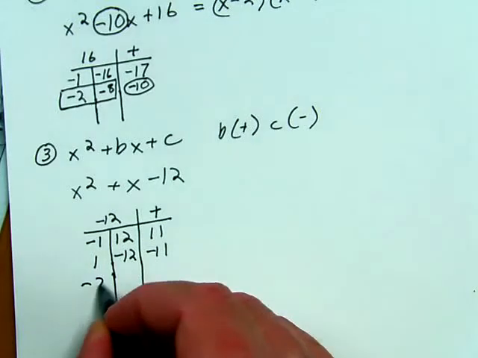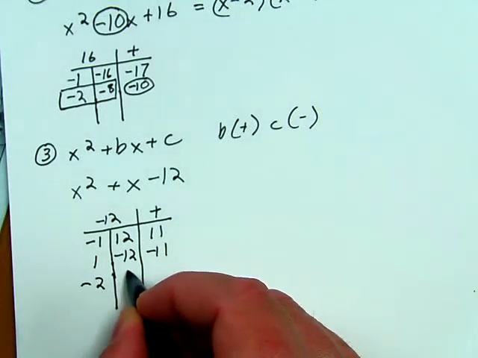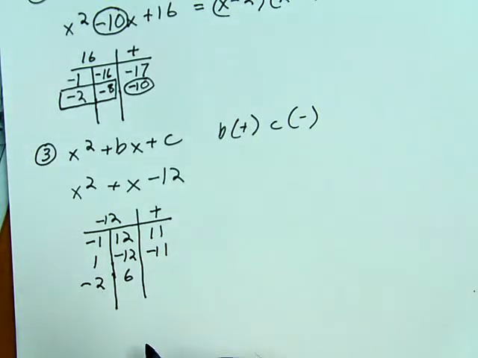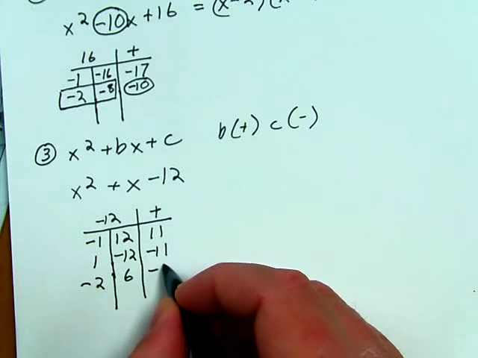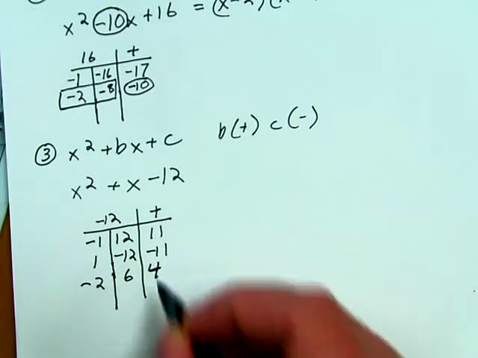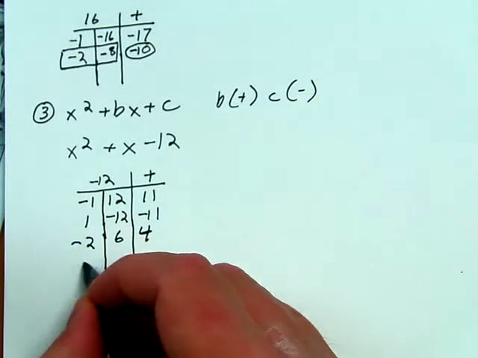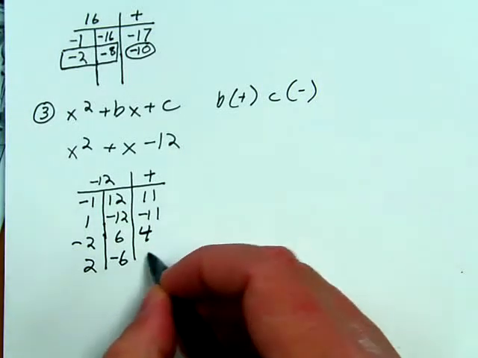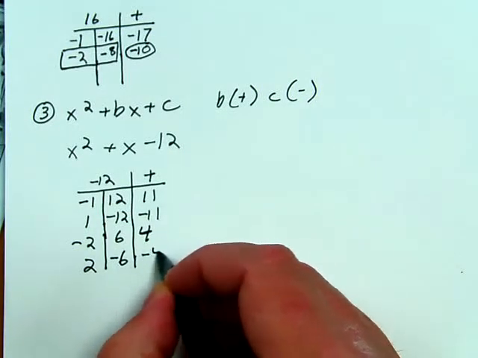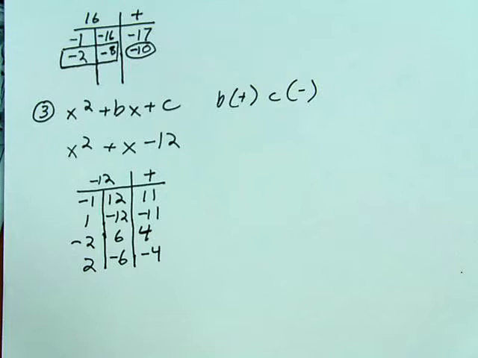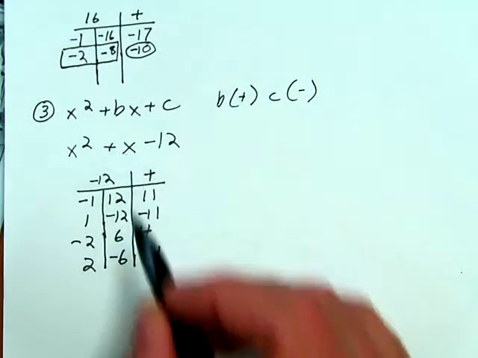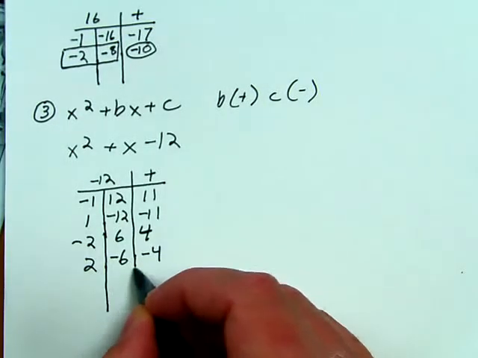Let's try negative 2 and 6. Negative 2 times 6 gives negative 12, and added together gives me positive 4. That's not what I'm looking for. So let's try 2 and negative 6. That gives me negative 4. That's not the 1 I'm looking for. Alright, so let's continue on.